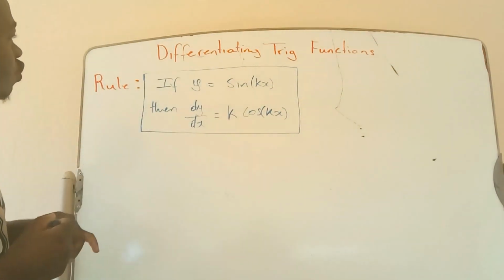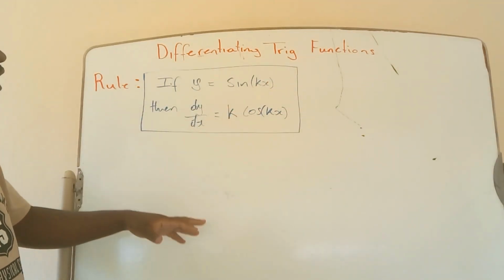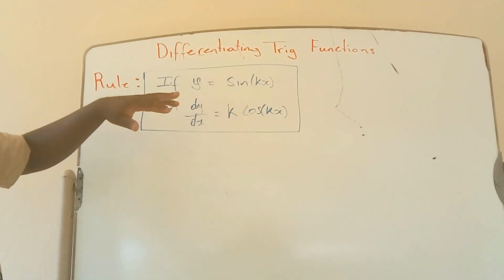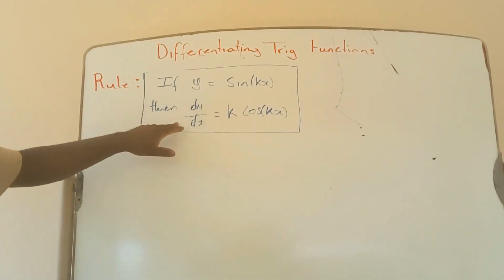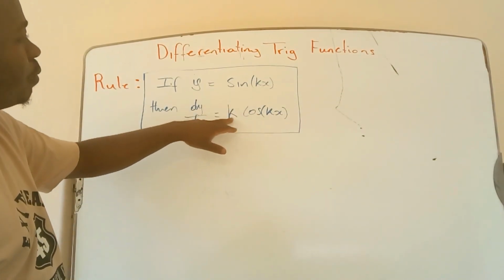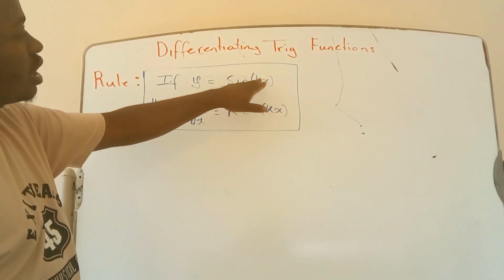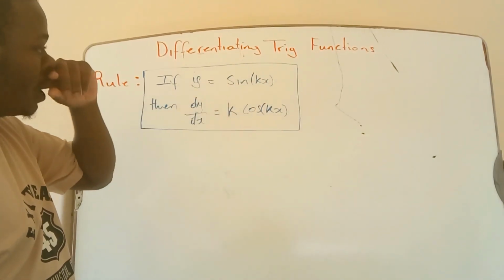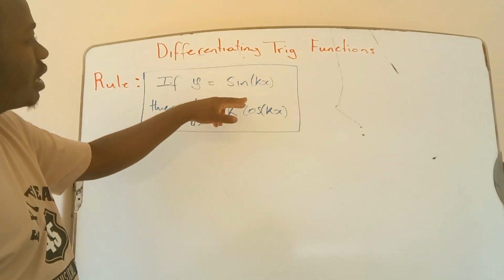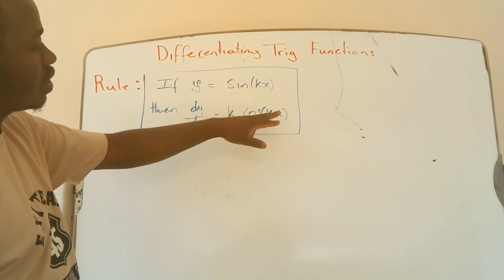So let me just walk you through the rule again. If you have a function y is equal to sine kx and you want to differentiate this function with respect to x, then dy by dx is equal to k cos kx. Where did I get this k from? You differentiate what's inside of this bracket. So if you differentiate kx, that gives you k. And then you take that to multiply by the differential of sine kx. If you differentiate sine kx, that gives you cos kx.